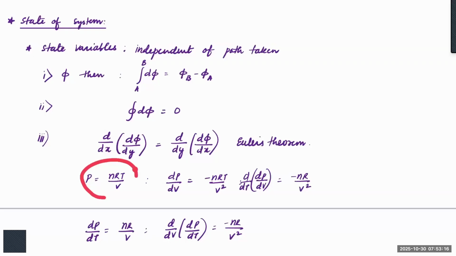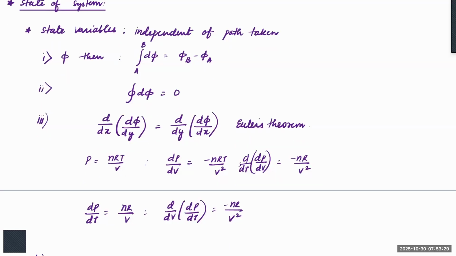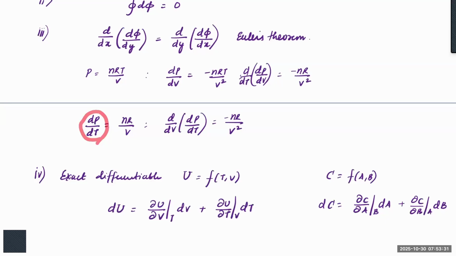For example, pressure is nRT by V. If you differentiate that with respect to V, I'll get minus nRT by V square. While if you differentiate with T again, I'll get minus nR by V square. But if you differentiate first with T, you will get nR by V. And if you differentiate that by dV, minus nR by V square, you can see the result is the same. Hence, we can say pressure is a state function.